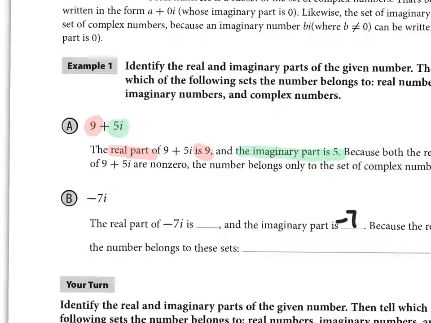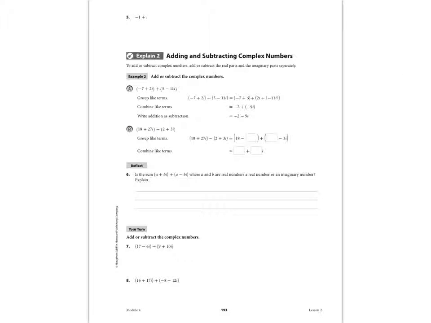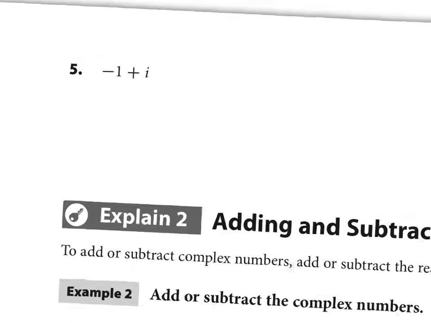So that's the only piece of this. This is just an imaginary number. We're identifying whether a number is real, imaginary, or complex. If you look at the number 11, 11 is going to be a real number, and the reason it's a real number is because it doesn't have an i attached to it. The only way it can be imaginary is if it has the i, and a complex number is a combination of those.